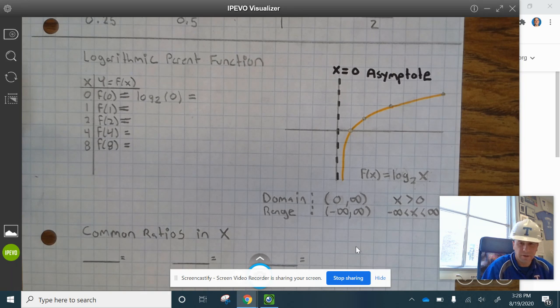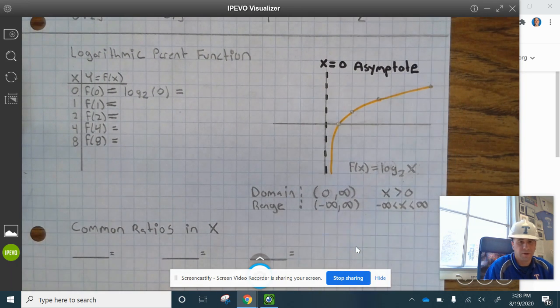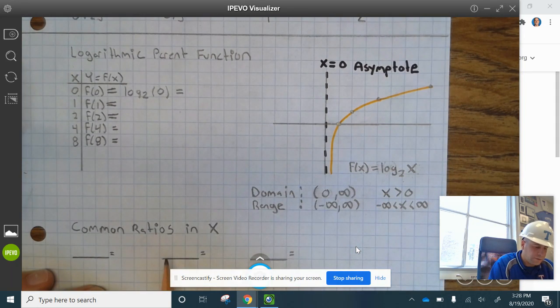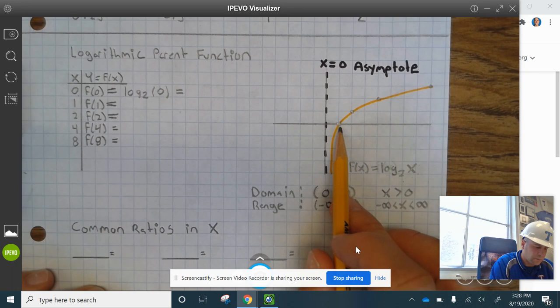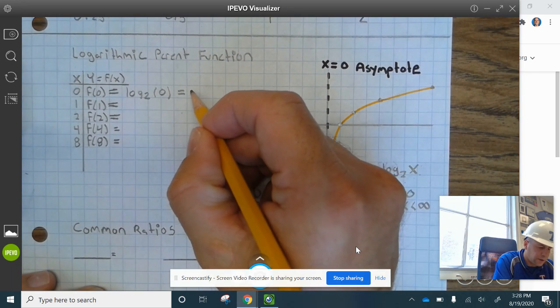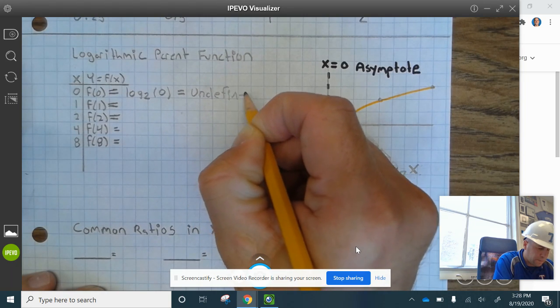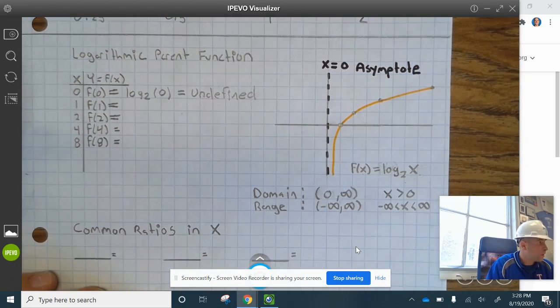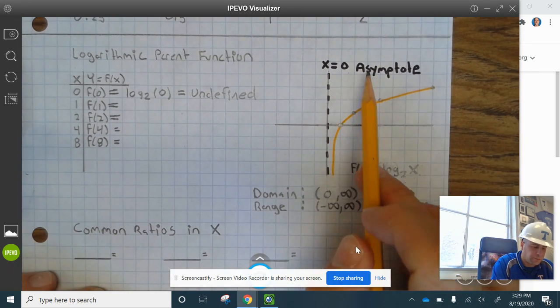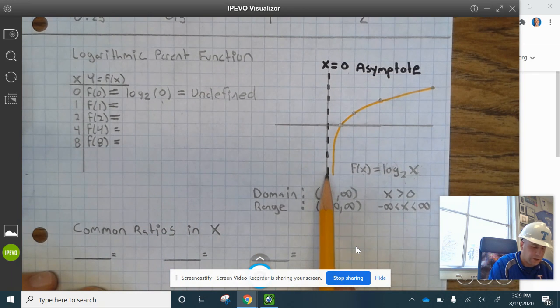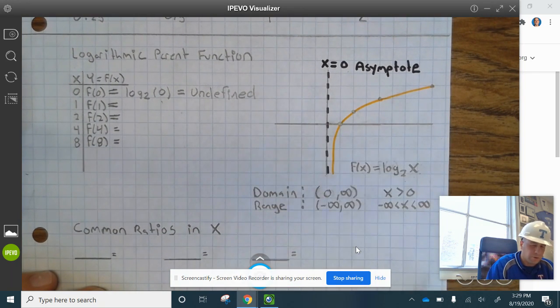Okay, and I'll get into the calculator eventually, but just know that log base 2 of 0 is undefined. And that's where you get the x equals 0 asymptote. When you plug in 0 for x, it's undefined. So that's why you have x equals 0 as the asymptote.